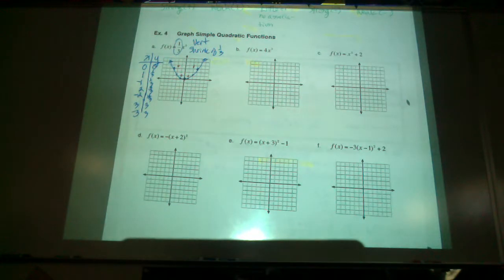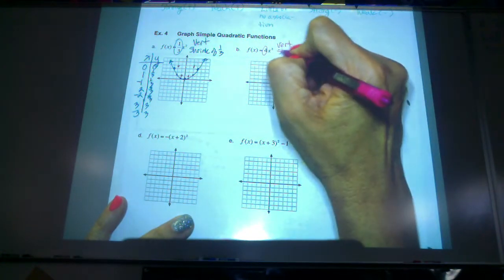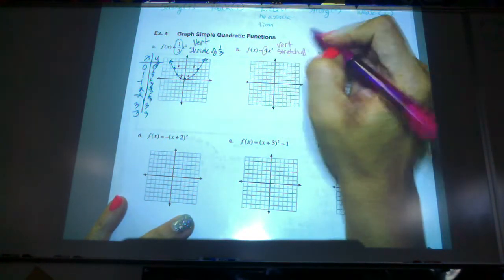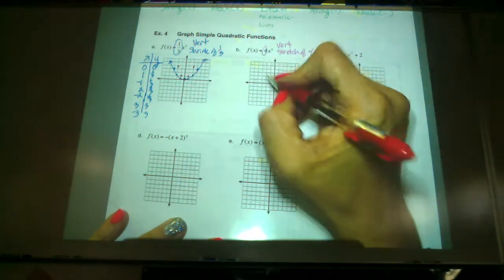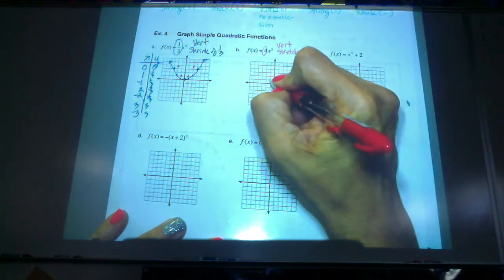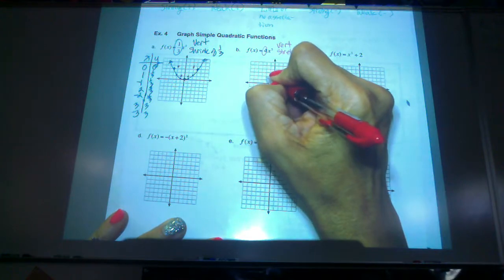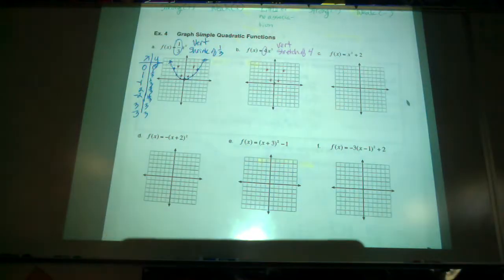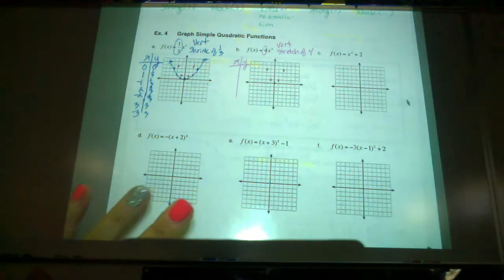B, what's going on? Vertical stretch of 4. So we're going to run through and do exactly the same thing, the xy table. Here's our original parabola. And we're just going to plug in values. This one we're not going to be able to fit as many points on here though.